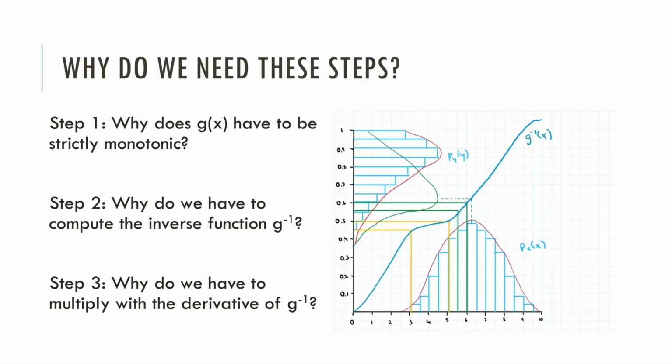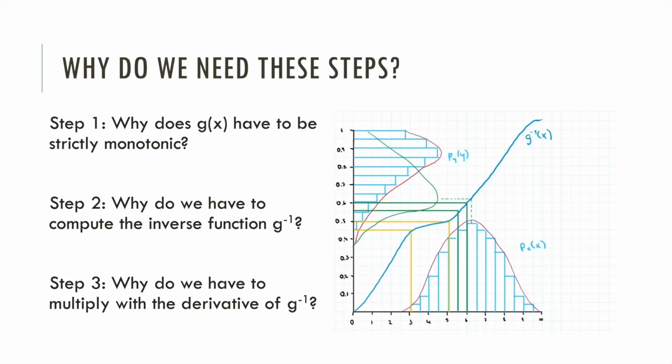This is because, let's say, the slope of the inverse function of g of x is 0 on the interval between 3 and 5. Then we would map a lot of probabilities on the x-axis, a lot of values, onto the same value of y. This should not be done because there won't be a unique mapping.